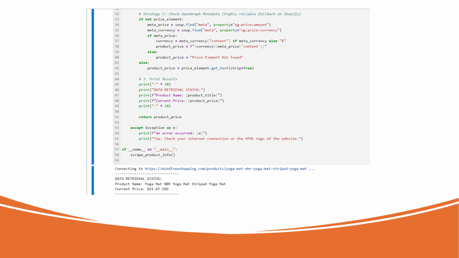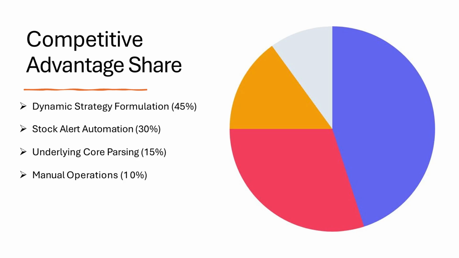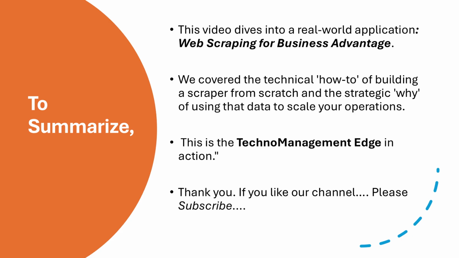To summarize, this video delves into a real-world application: web scraping for business strategic advantage. We further covered the following. We first studied the disadvantage of manual product price lookup in the retail sector. Next, we explored the technical know-how of building a Python scraper from scratch. And finally, we implemented the management strategy of using that data to scale our operations.